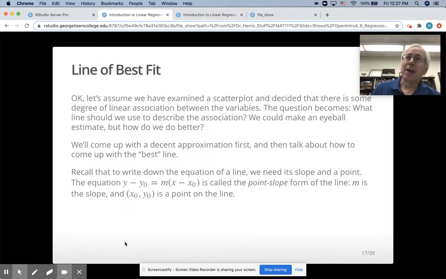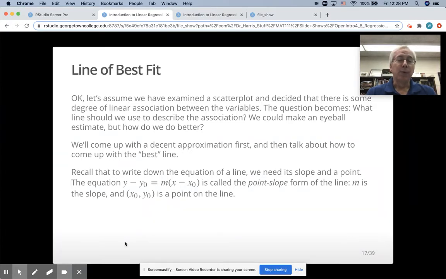Okay, so we have this number that we can attach to scatter plots when we see evidence of linear association. And now let's think about the question, well, what would be a good line to use to describe this association? If I had to come up with a line that best described the linear association I see, how would I come up with the equation for that? We're going to use an RStudio command ultimately, but first I want to show you how we can come up with an approximation for this. And so we need to remember a little bit about how we find the equation of a line.